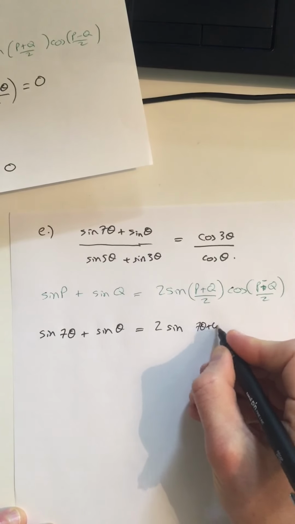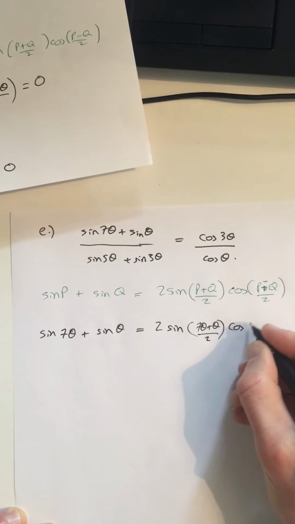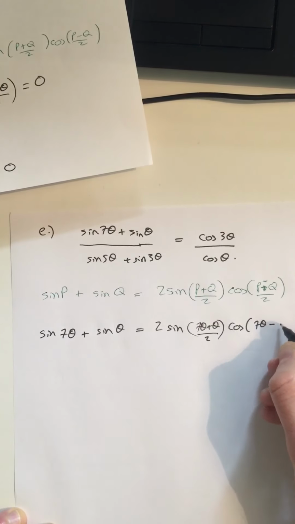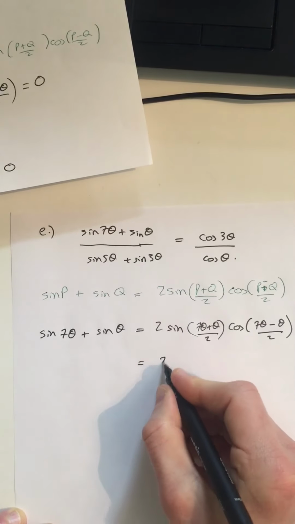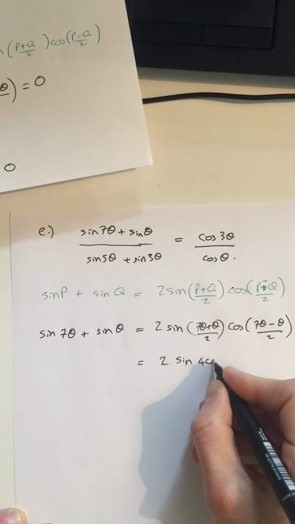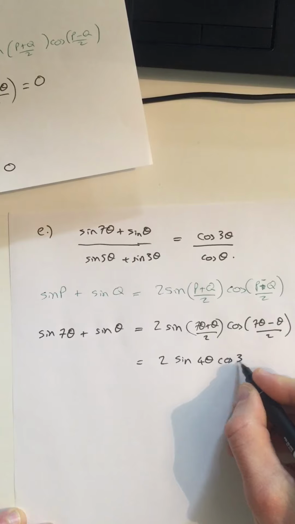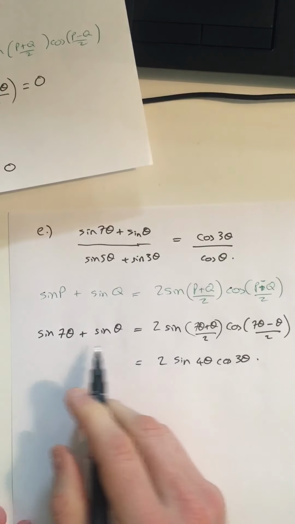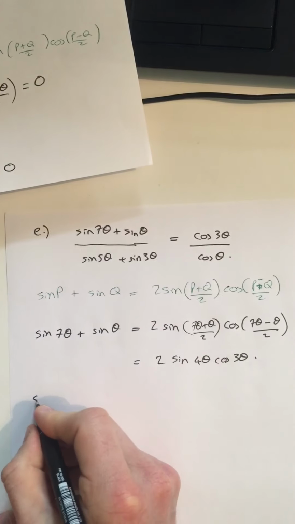Actually, let me rewrite this. This is a proof question, so I'll write it in full. And I've got cos (7 theta minus theta)/2. Simplifying that, 2 sine 8 theta over 2 is 4 theta, and 6 theta over 2 is 3 theta. So this is me rewriting the numerator. I'm now going to do the same thing with the denominator.